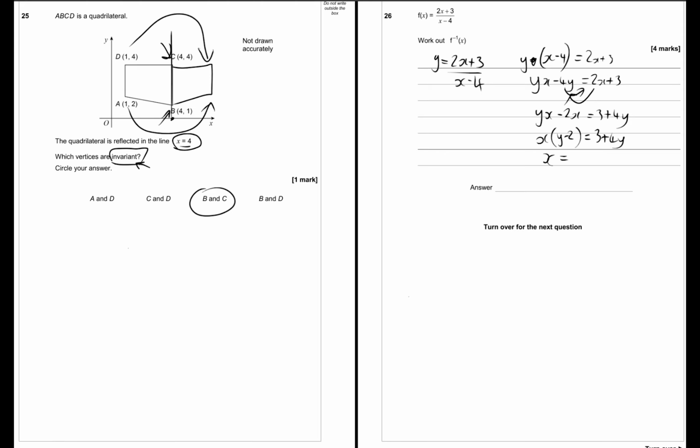Then bring the y minus 2 to the other side. So x equals 3 plus 4y over y minus 2. Okay, so now we've rearranged it to get x as the subject. So now we need to write the answer properly. So we need to write f inverse of x is equal to... Okay, it's a function of x. So even though we've got a y here, we need to change this to an x in our final answer. So we've got 3 plus 4x over x minus 2. And that's it for 26.